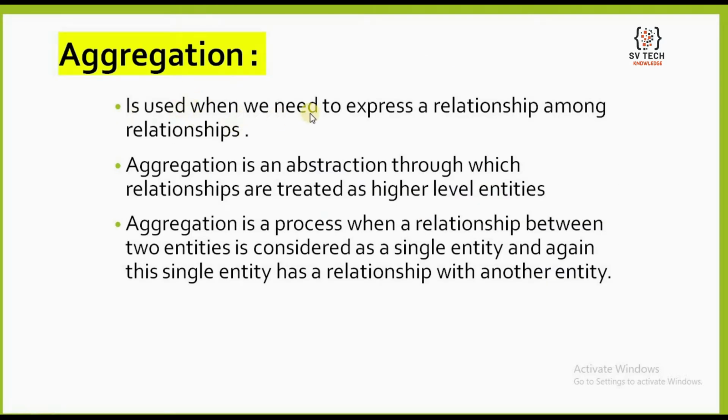Aggregation is used when we need to express a relationship among relationships. Aggregation is an abstraction through which relationships are treated as higher level entities. Aggregation is a process when a relationship between two entities is considered as a single entity, and again this single entity has a relationship with another entity.